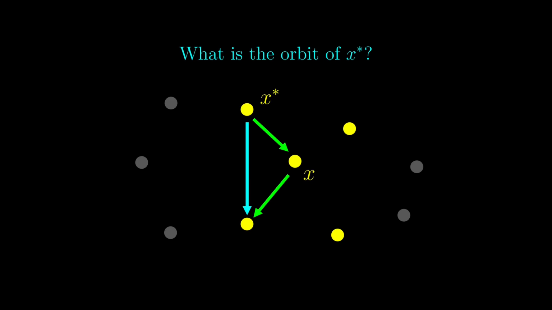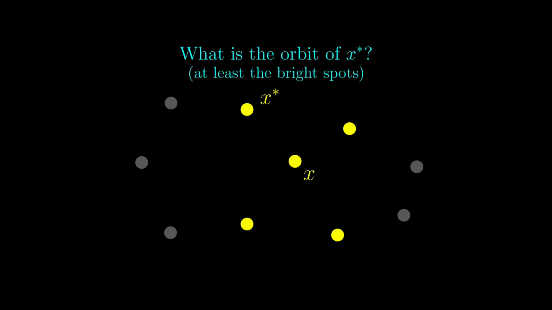This is because, by definition of being in the orbit of little x, there is at least a symmetry to get x to each of these two spots. For the first step, we just revert the symmetry, and keep the symmetry for the second step. Basically, that means the orbit of x star at least includes every bright spot.